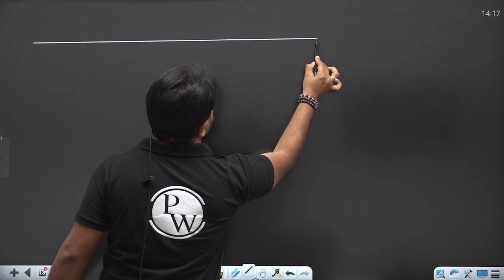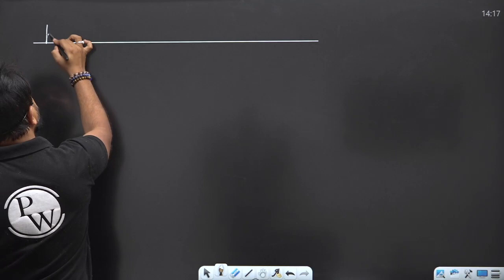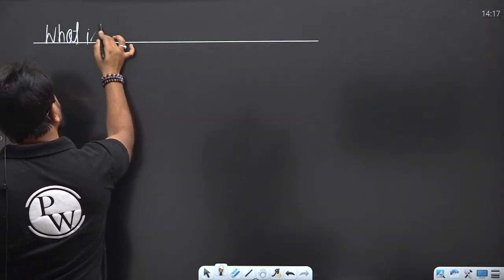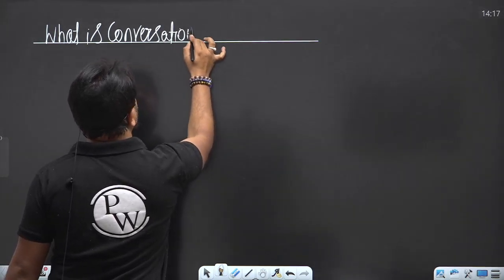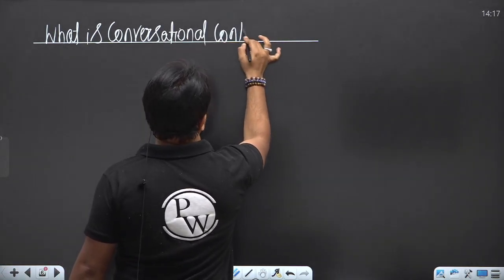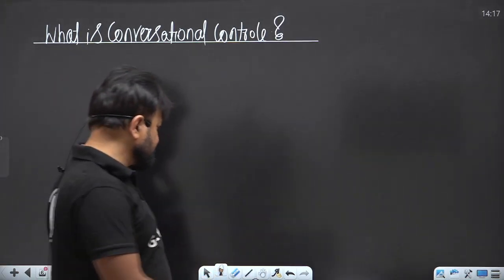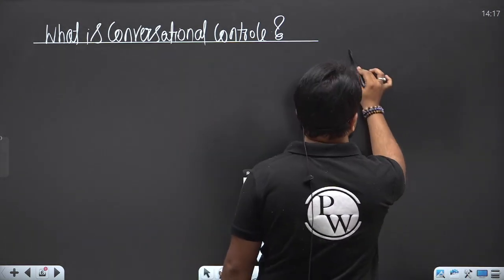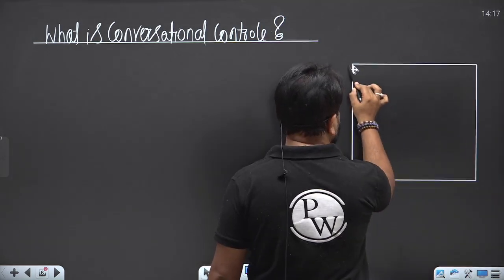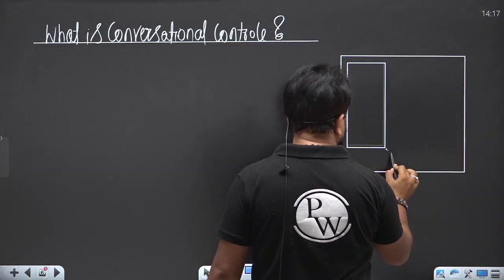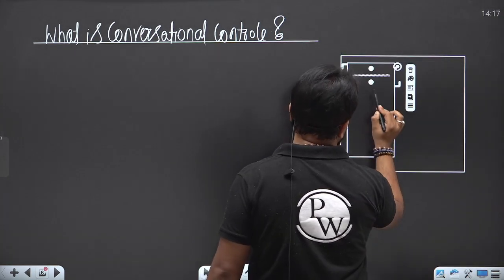Are all CNC machines, let me ask you one more question. What is conversational control? My dear, conversational control, basically it is a display. Let me draw. Suppose that this is your computer screen, and in that computer screen, this part, let me show you, here you have done some coding work.